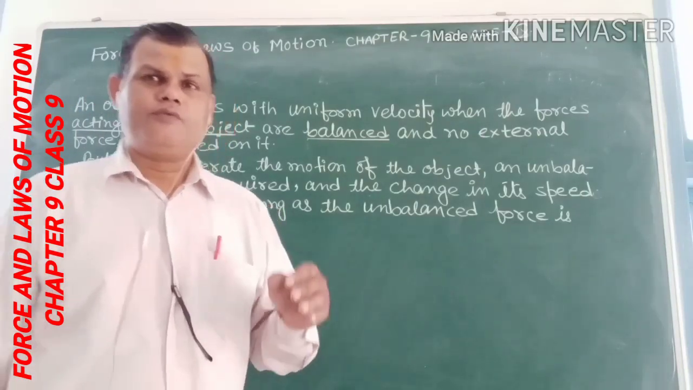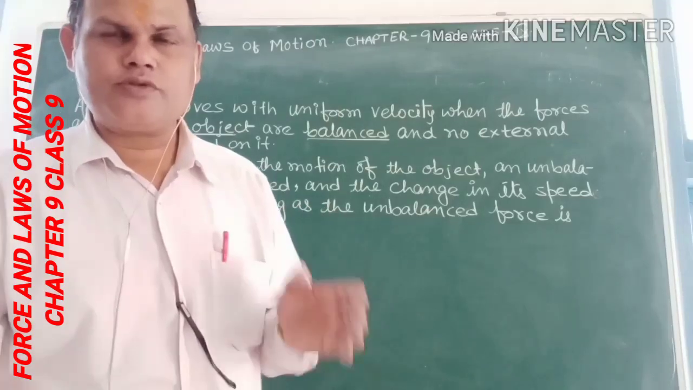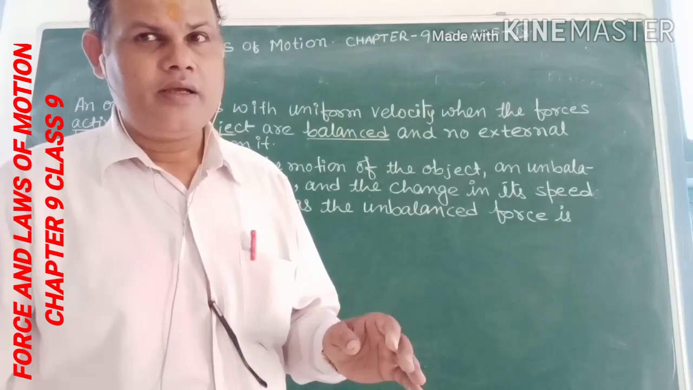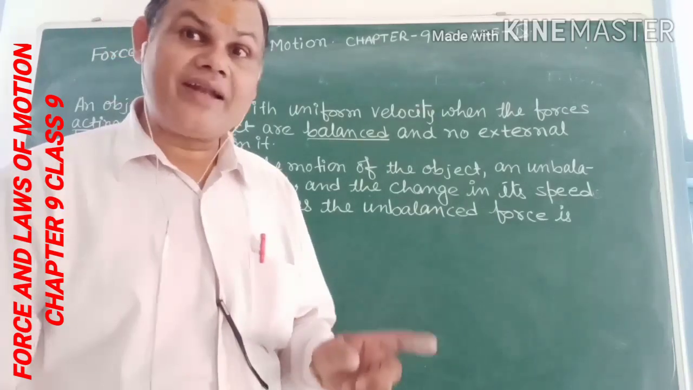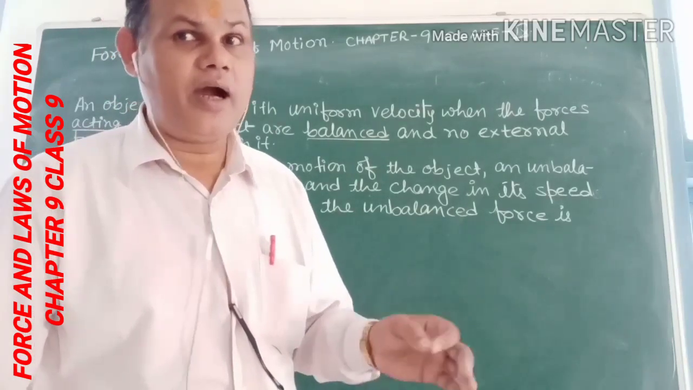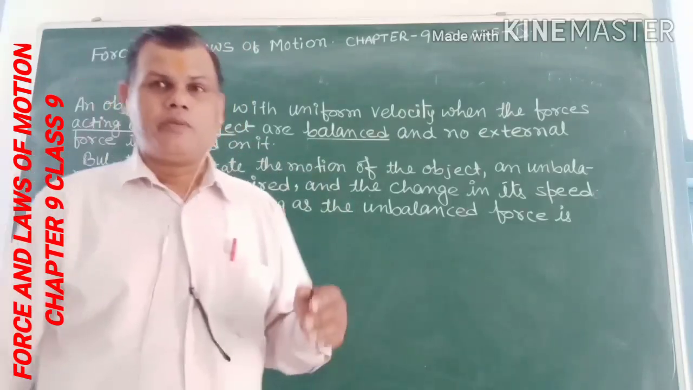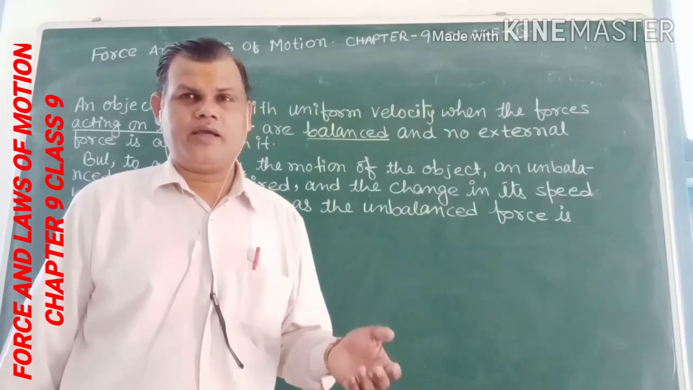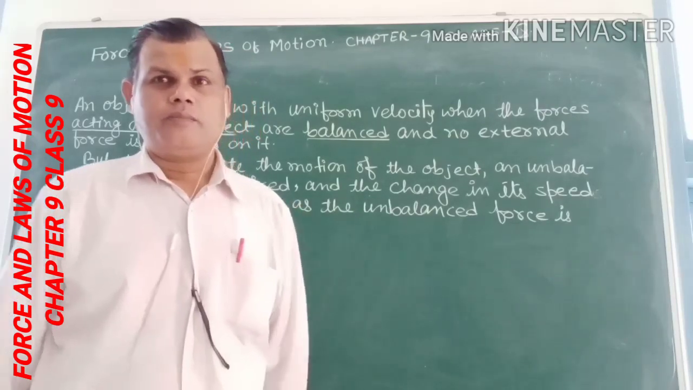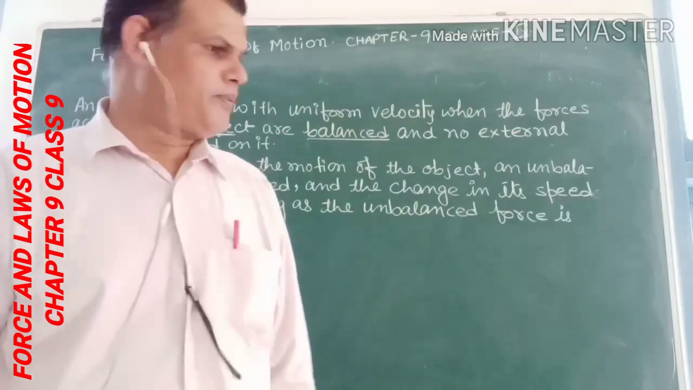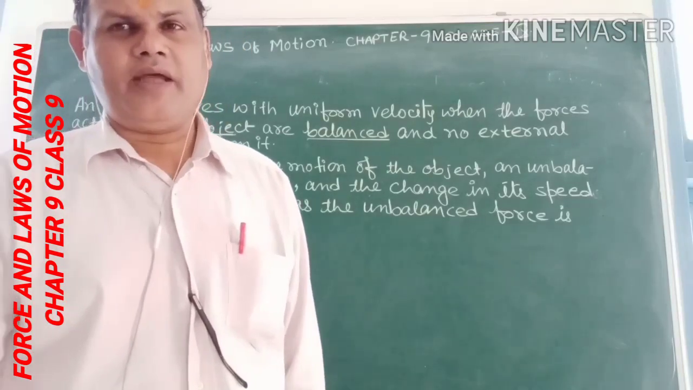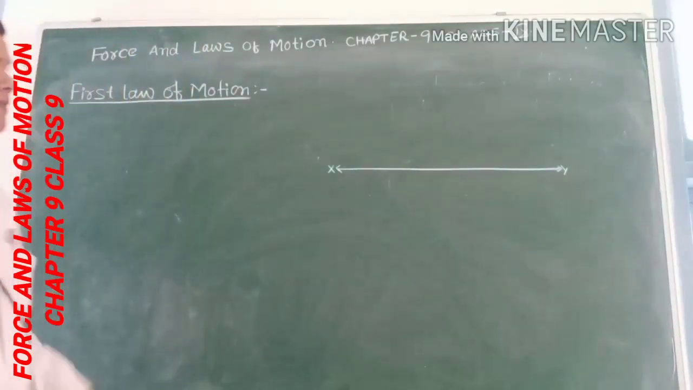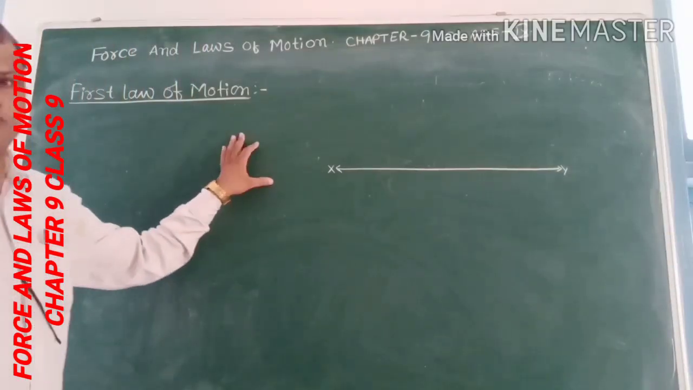If we are applying the unbalanced force, only then the body will get accelerated, and only for the time up to which we are applying the unbalanced force. But when we stop applying the unbalanced force, then again the object will not be in accelerated motion. It will slow down and the acceleration will get reduced. Now, the first law of motion.